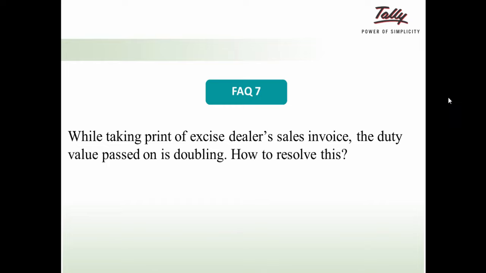Next, while taking print of excise dealer's sales invoice, the duty value passed on is doubling. How to resolve this? So this issue, that is the duty value being doubled, this was an issue in release 5 and it has been resolved in release 5.1. So once you install release 5.1, this issue won't be occurring.